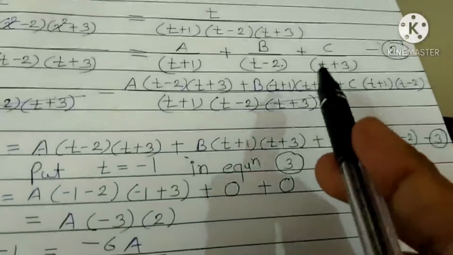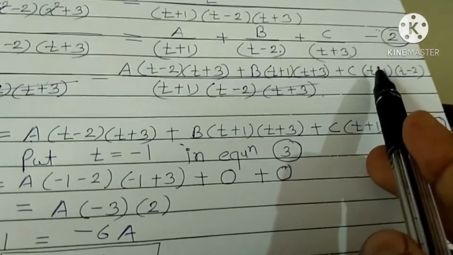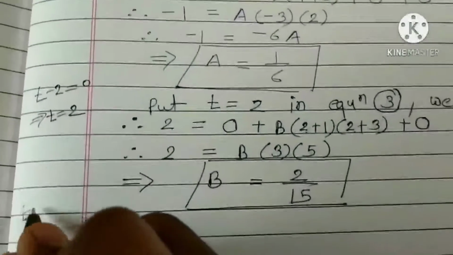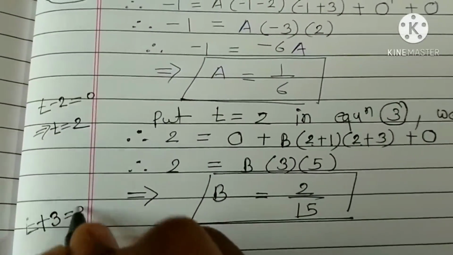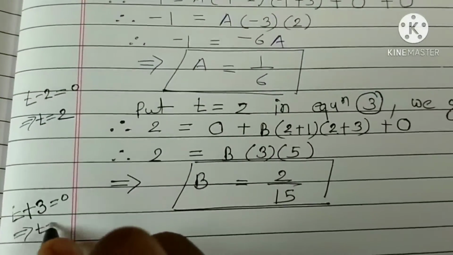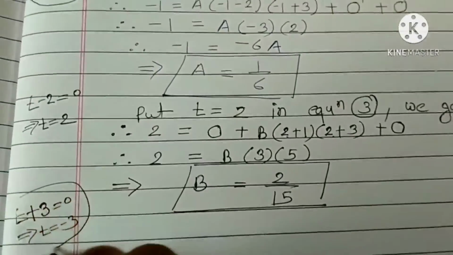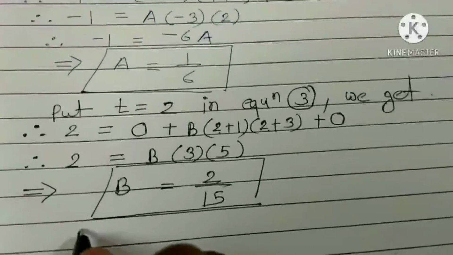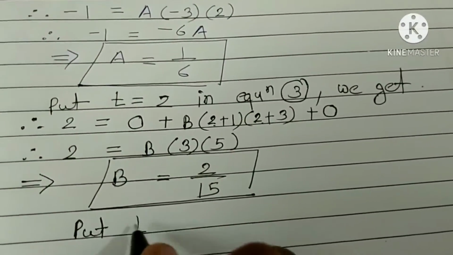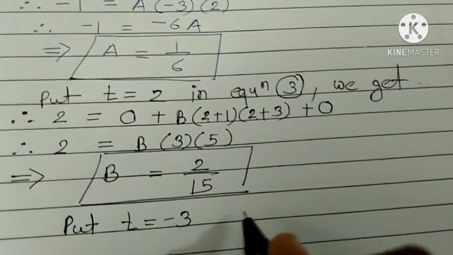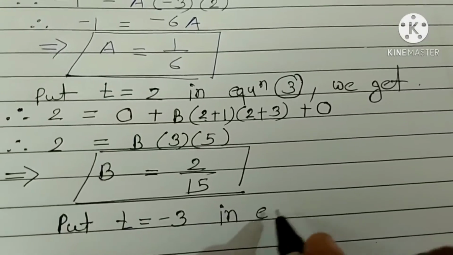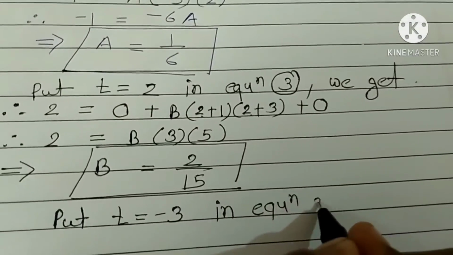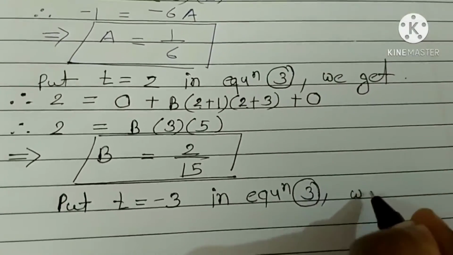Now we want to find the third value, that is c. Here c is t plus 3. So we take t plus 3 is equal to 0. That means t is equal to minus 3. It is only for your understanding. Put t is equal to minus 3 in equation 3.